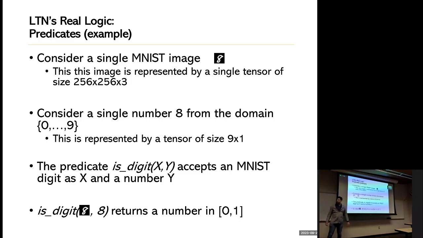Shouldn't that be 10 by 1, or is it because the number is 8, it's 9? So these are single digits. The tensor size, oh yes, you're right, that is a typo. Thank you.